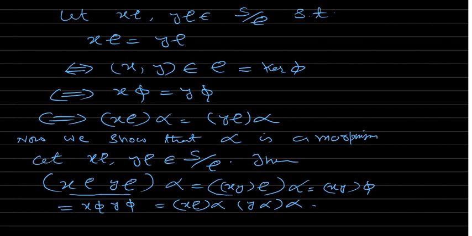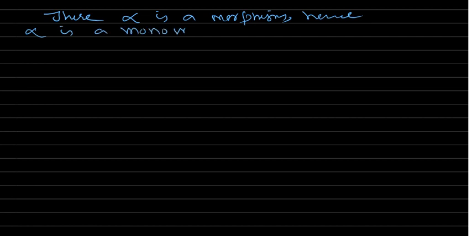Hence alpha is a monomorphism because it is also one-one.